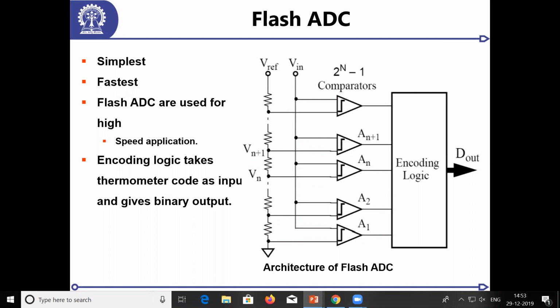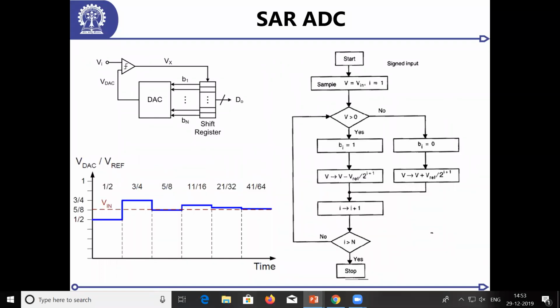Now, how can I build an ADC using only one comparator? The answer is a SAR ADC, successive approximation register. What it does is a binary search. Let us take the same example. So the input signal is over here. A successive approximation register just has one comparator, some logic, and a DAC.